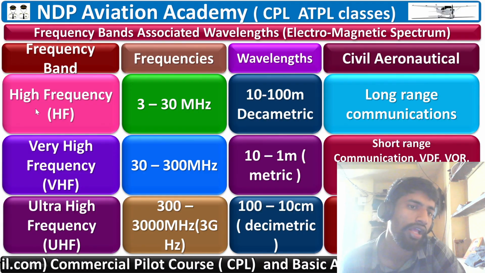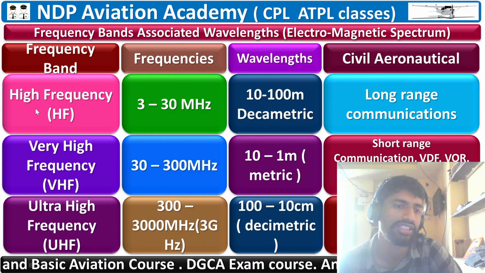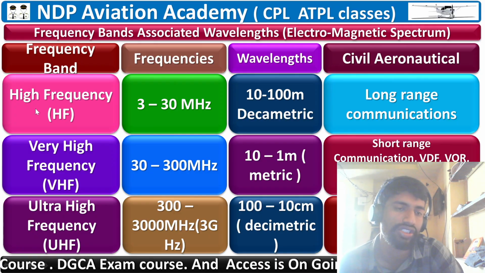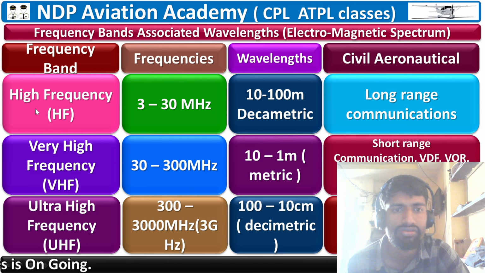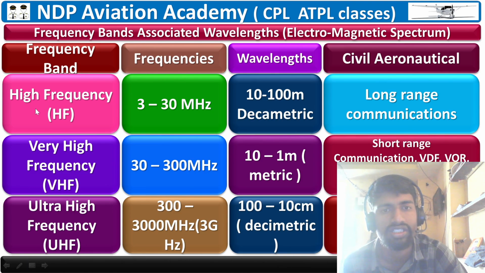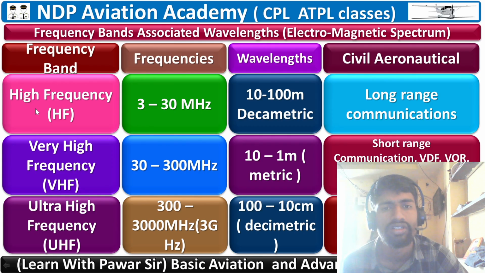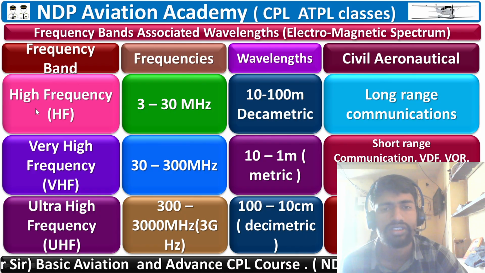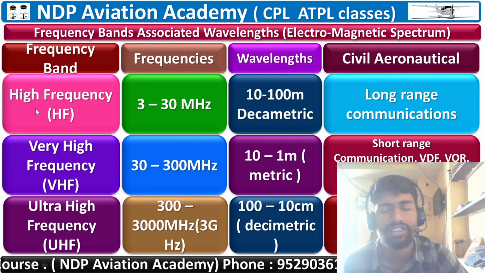Then next, very high frequency, you can say in short VHF. The frequency is 30 to 300 megahertz. And what is the wavelength? How much wavelength can it travel? 10 meter to 1 meter metric is the wavelength.